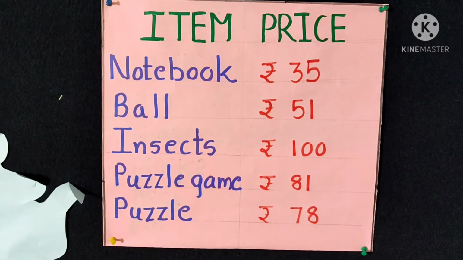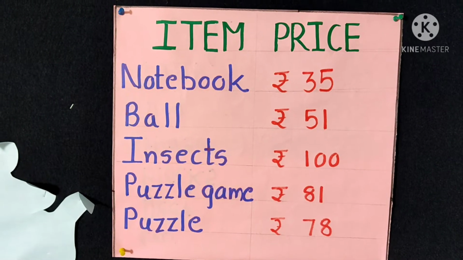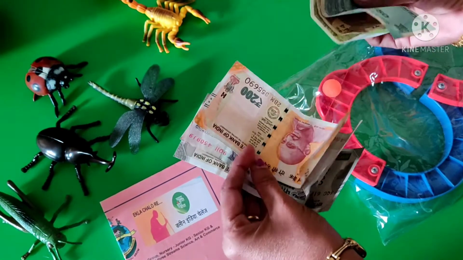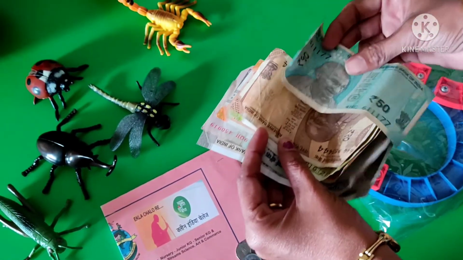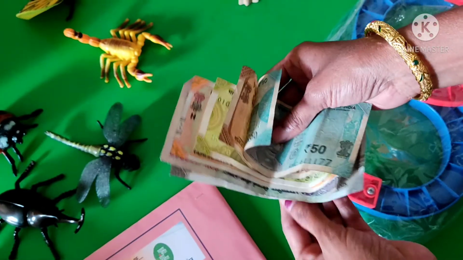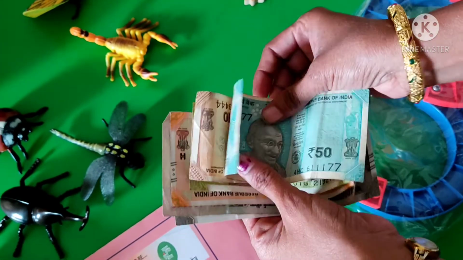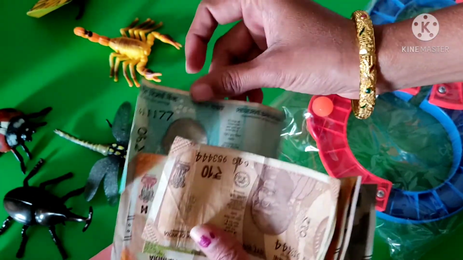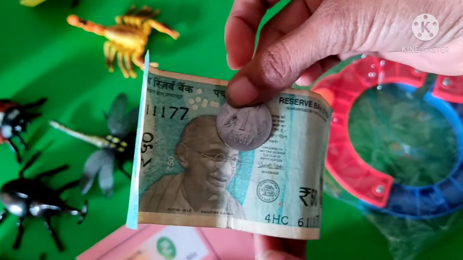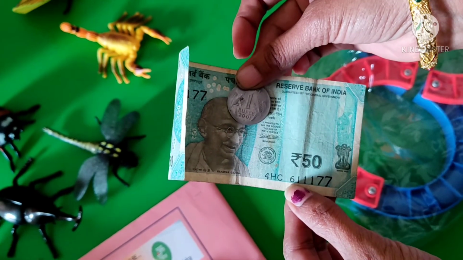The price of the ball is 51 rupees. So I need to pay 51 rupees to the shopkeeper. But I don't have a 51 rupees note. What should I do? Priya, you can give me money in a combination of denominations, a 50 rupees note and 1 coin of 1 rupee. Like this, you can pay me 51 rupees. Okay.